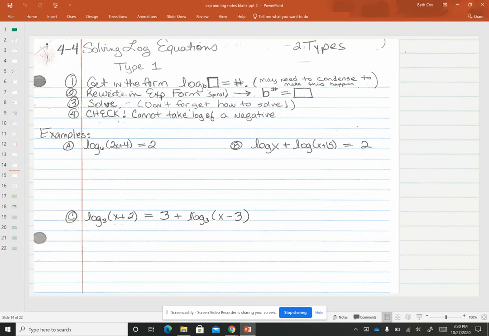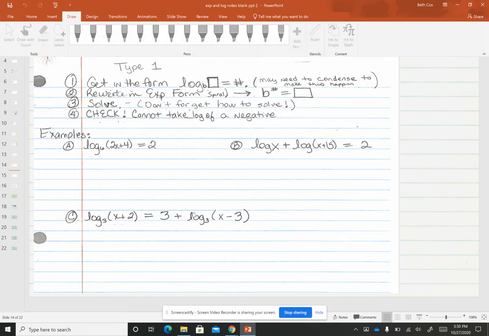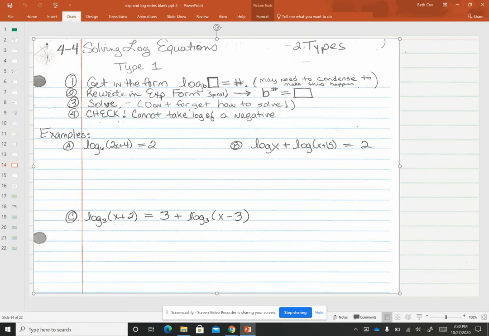Here we go. So we're going to solve log equations. We've got two types. And we're supposed to get it into the form of log base b of box is equal to a number. And like I said, we may need to condense this. So let's jump into these examples and see where we're at.